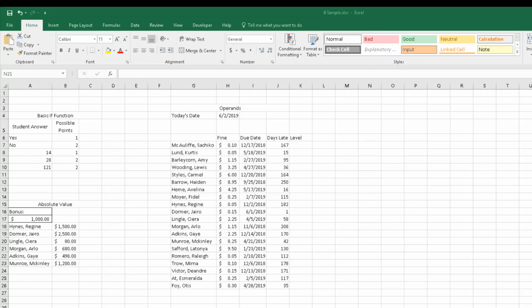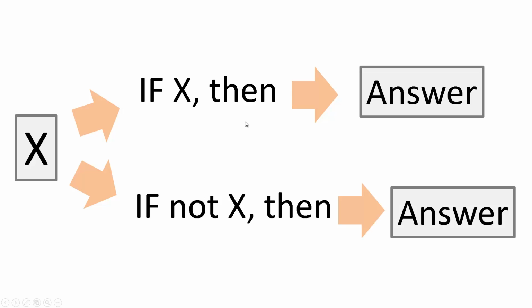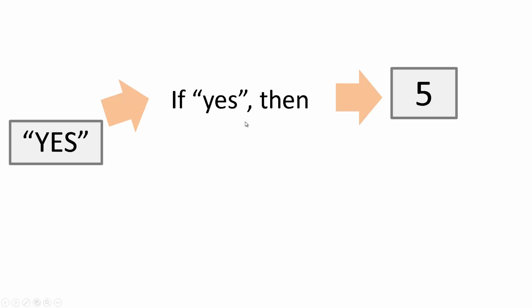Okay, the next thing we're going to do is IF functions, which I have to admit are one of my favorite things to do in Excel. An IF function is basically you're asking a question and you're saying if the answer is this, then I want this to happen. And if the answer is not that, then I want this other thing to happen. So if the answer is yes, then give me 5 points. And if the answer is no, then give me 0 points.